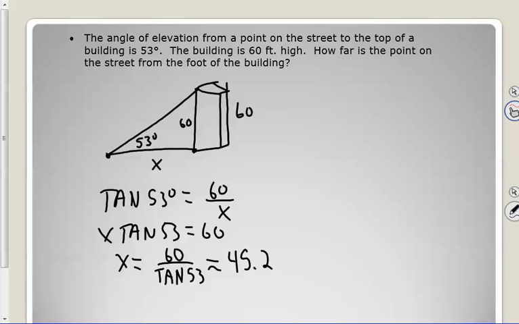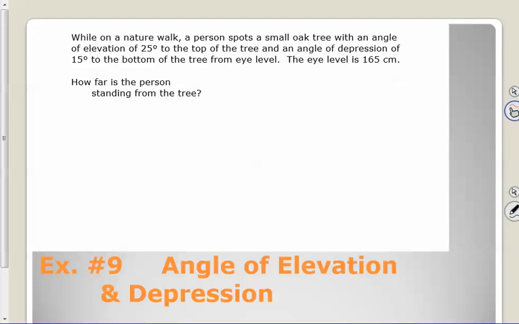Angle of elevation, that's what I want to talk about. Angle of elevation means to look up. All right, that's key. That's how I knew to draw that triangle. And it's the same thing as angle of depression. All right, let's see if we can do another one.